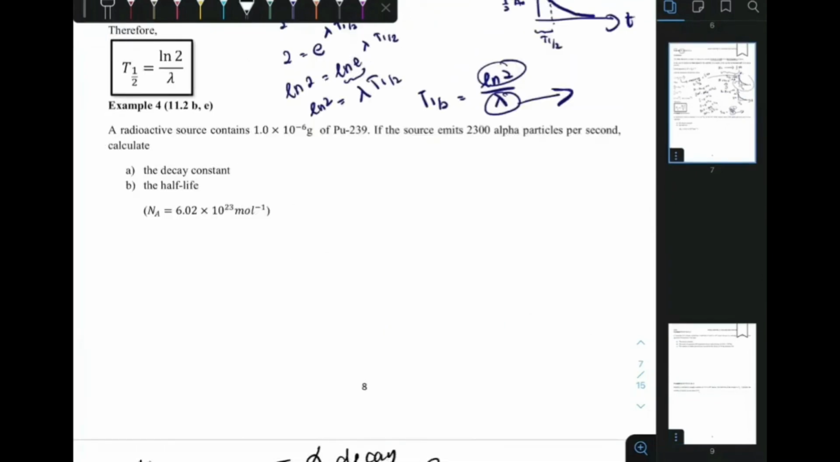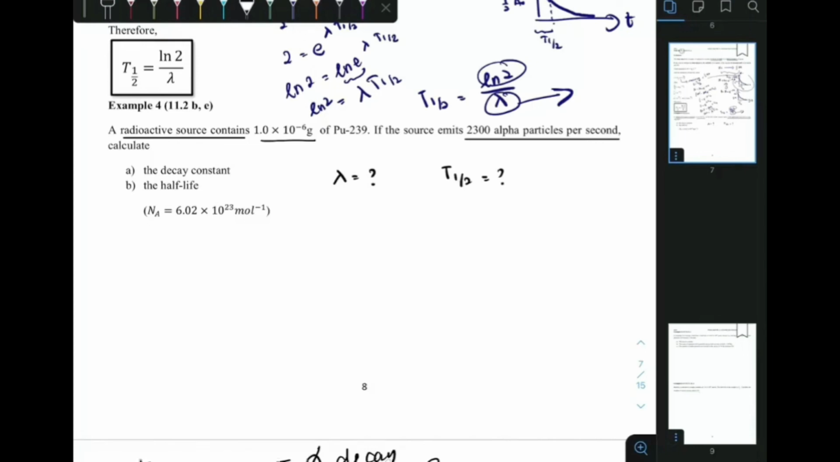So let us look at one question here. You have radioactive source contain this much gram of Pu239. If the source emit 230 alpha particles per second. So kita ada 230 alpha particles per second. Calculate the decay constant. So kita nak cari lambda dekat sini. And then next question adalah kita nak cari T half-life dekat sini.